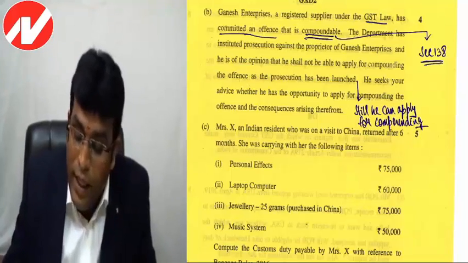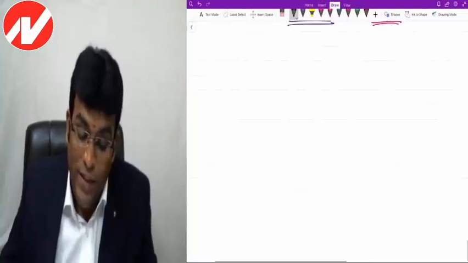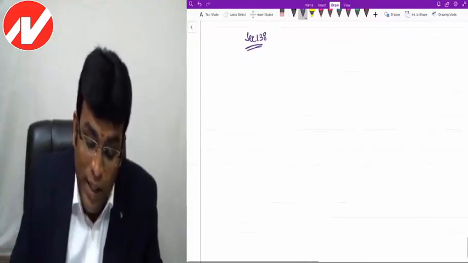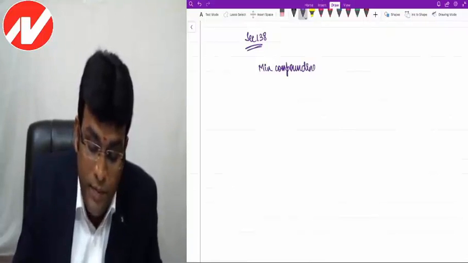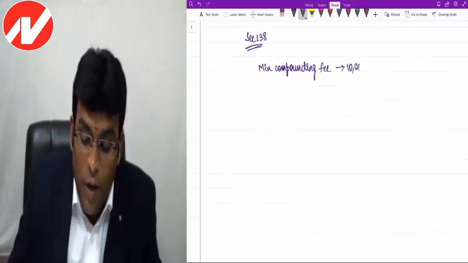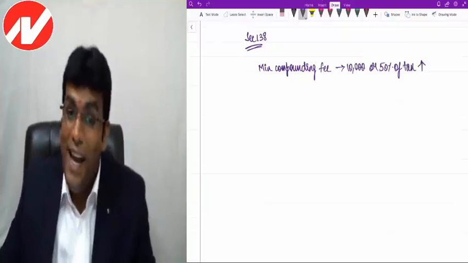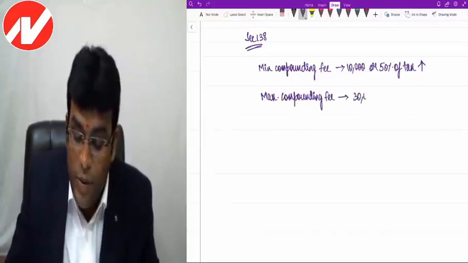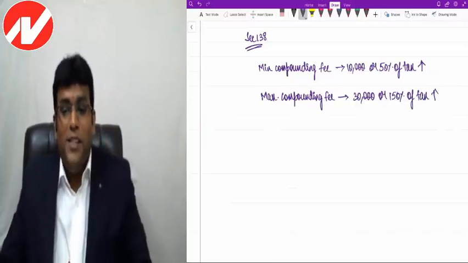And let me tell you very clearly, the compounding concept is given by section 138, which clearly says that minimum compounding fee would be 10,000 or 50% of tax, whichever is higher. Other side, maximum compounding fee is 30,000 or 150% of tax, whichever is higher, my dear friends.